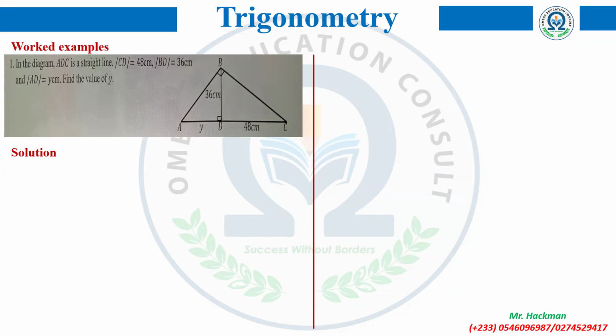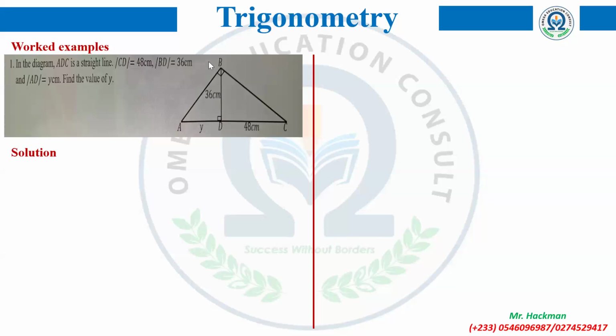Yes, please. Okay, so in the diagram, ADC is a straight line. So ADC, this is a straight line. And we are told that the length of CD is 48 centimeters. So this length is 48. The length of BD is 36 centimeters. So this length is 36 centimeters. And the length of AD is Y centimeters. So this length here is Y centimeters.